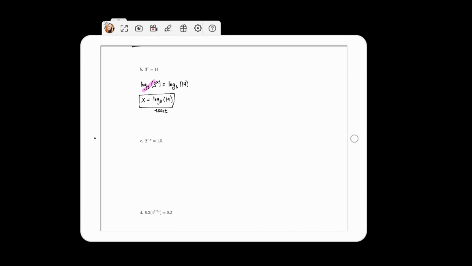Remember, on the calculator, you do not have a button for log base 3. So you need to use the change of base formula when you have a log whose base is not e or not 10.